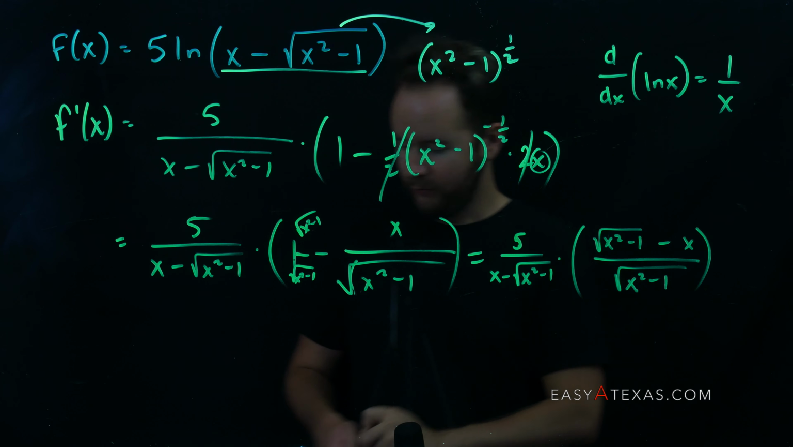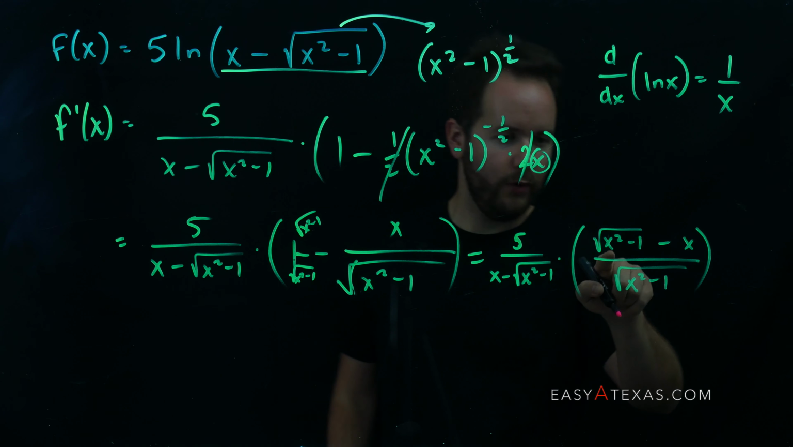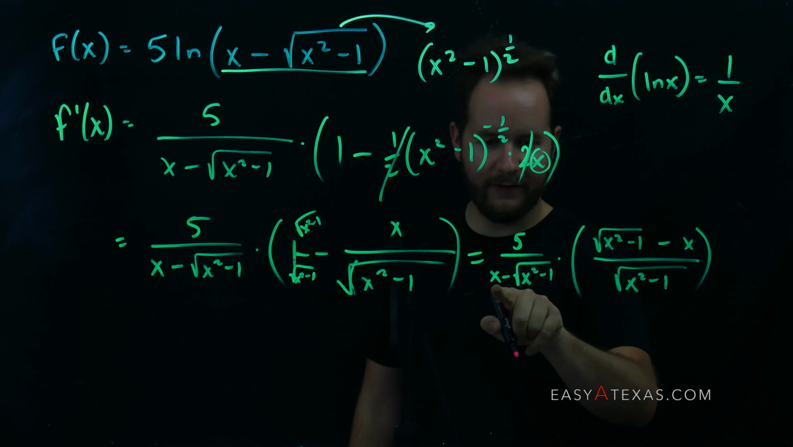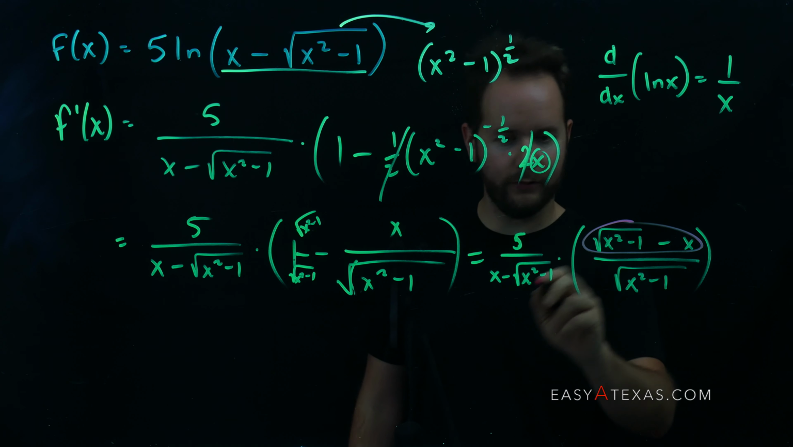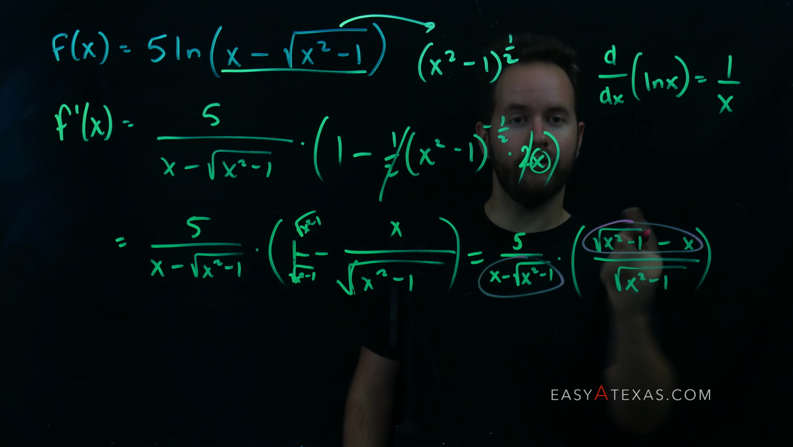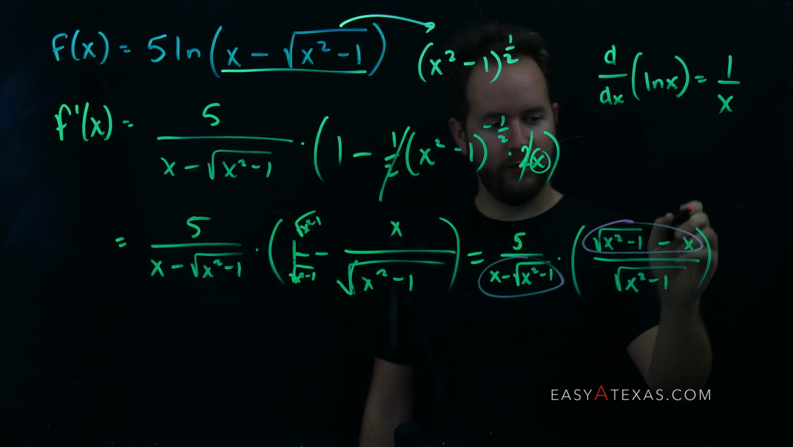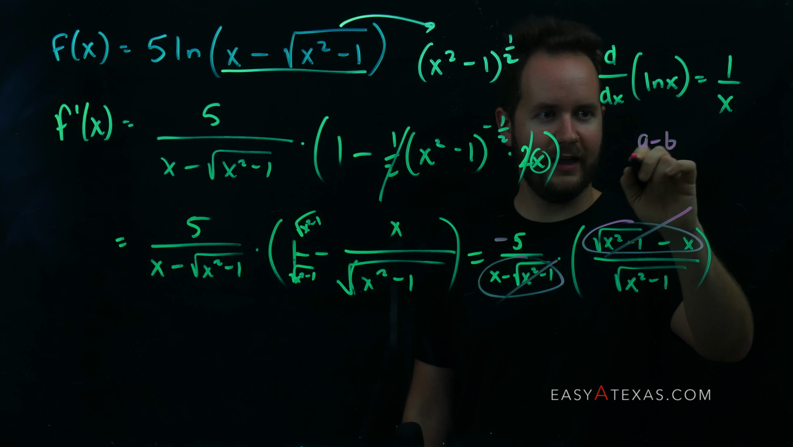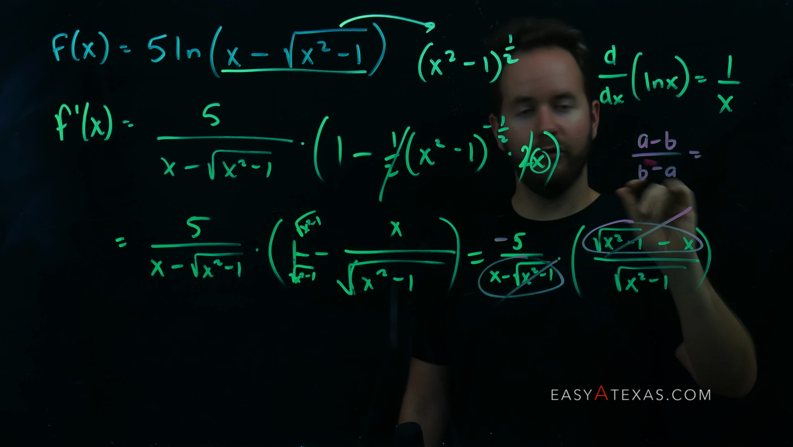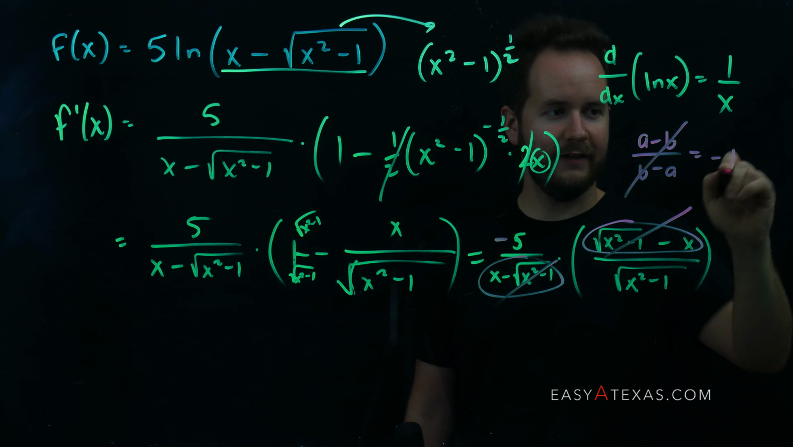You can clean this up even more. Notice, I want to point this out with a different color. We have square root of x squared minus 1 minus x, and I have x minus the square root of x squared minus 1 down here. These are almost identical, the same exact term, except they're flipped. Because of that, you can cross them off, but produce a negative 1. So that's a quick rule you should memorize: a minus b over b minus a. Those are almost the same. They cancel and give you negative 1.